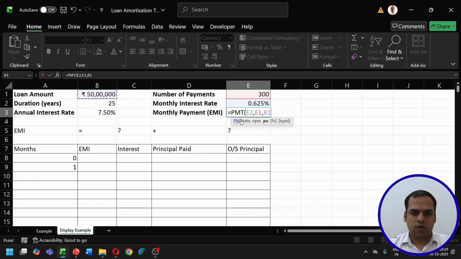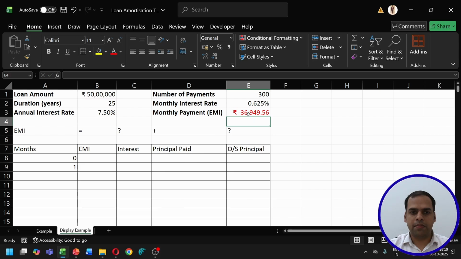We are not inserting a minus sign in front of 50 lakh rupees, and there is a reason behind it, because 50 lakh is a cash inflow for us, not an outflow for us. For inflow, we will be keeping it as positive. There will be no future value, once the home loan is repaid, there will be no future value to it. And the type will be zero because we will be paying it at the end of the month, or the end of the period.